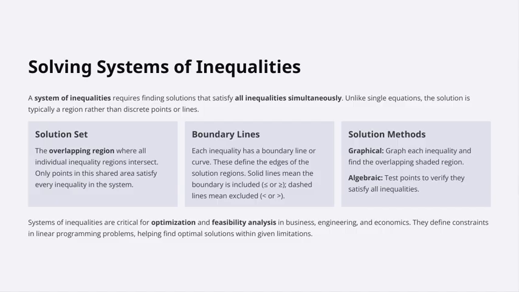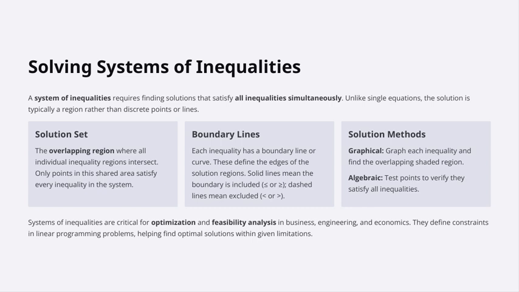Now let's talk about the boundaries. Each inequality has a boundary line or curve that defines the edge of its respective region. When we graph these, solid lines indicate that the boundary is included, meaning the inequality uses less than or equal to or greater than or equal to. Dashed lines, on the other hand, mean the boundary is excluded, corresponding to less than or greater than.